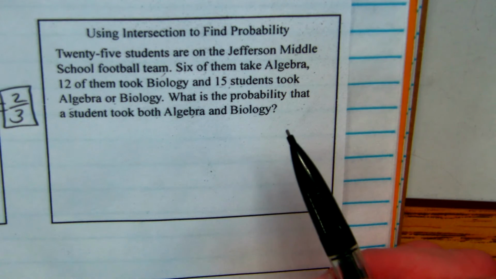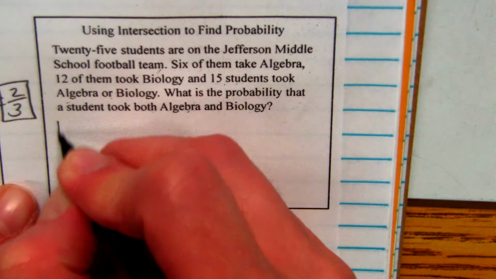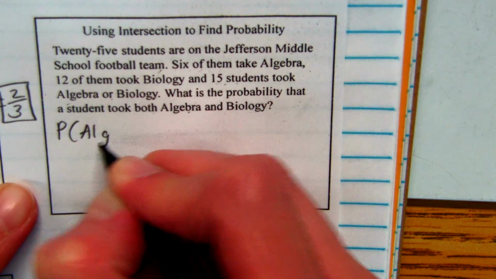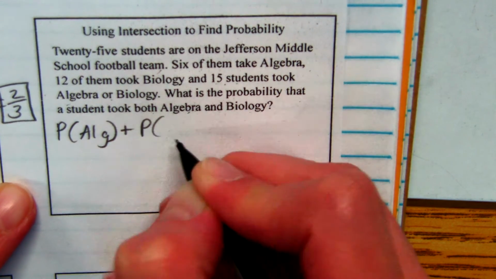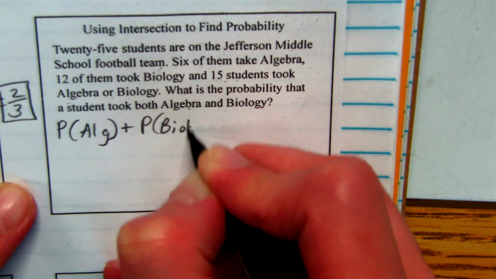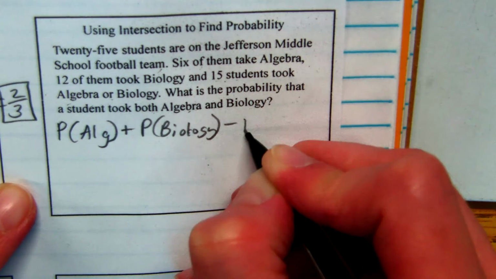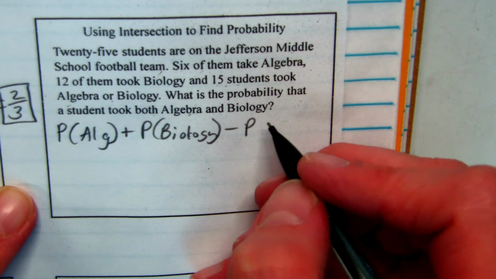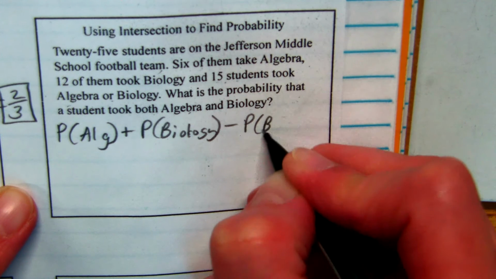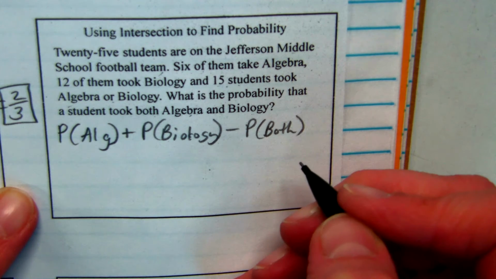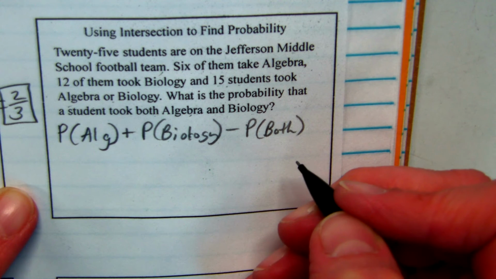Oh my goodness. So what we're going to do is find the probability that they're taking algebra. We're going to add it to the probability that they're taking biology. And then subtract the probability that they're doing both. That's what I have written down.